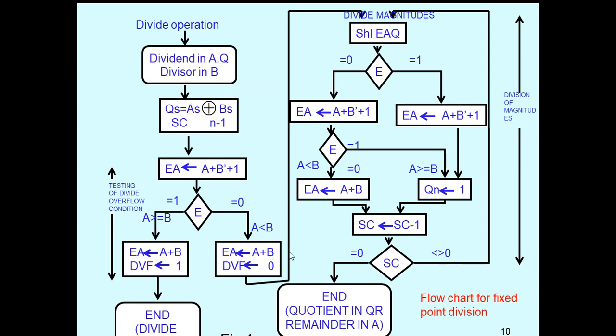So we have to do this until the sequential counter reaches 0. Once the sequential counter reaches 0, the quotient is in the Q register and the remainder is in the A register. So this is the way to do the division operation. This portion we have to do for checking the division overflow condition. If there is no division overflow, we go to the division of the two magnitude binary numbers.